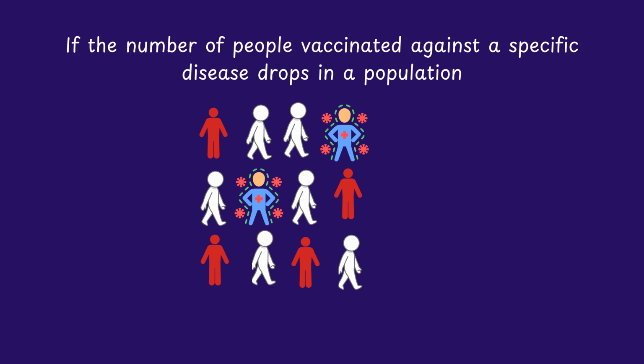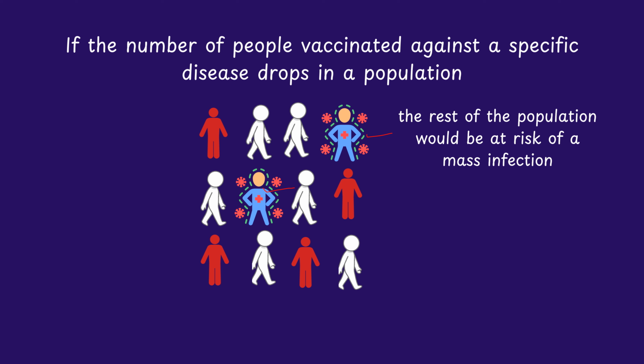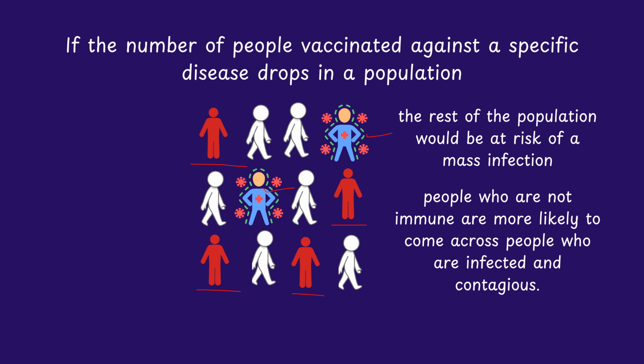If the number of people vaccinated against a specific disease drops in a population, for example, we're only seeing 2 people vaccinated right here, the rest of the population would be at a risk of a mass infection, and you can see quite a few people are infected. People who are not immune are more likely to come across people who are infected and contagious, and we can see that in our little diagram right here.